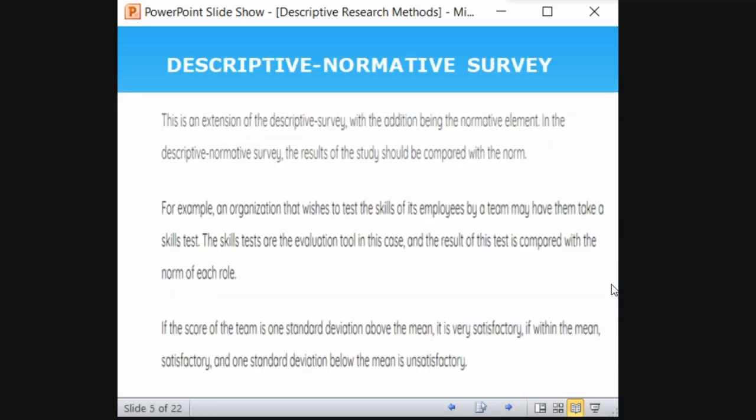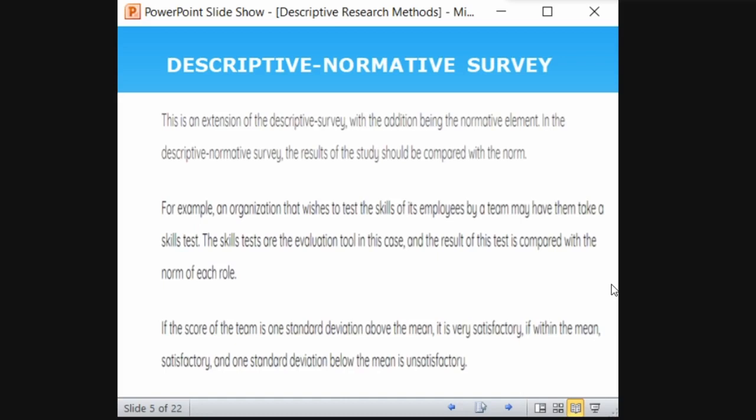Okay, there is an extension of this survey actually, with the addition being the normative element. In a descriptive normative survey, that element is called the normative element. So we term it a descriptive normative survey. So you see this, there is a norm, and the normative element, a norm is added, and the results are compared with this norm. So we will see this with an example.